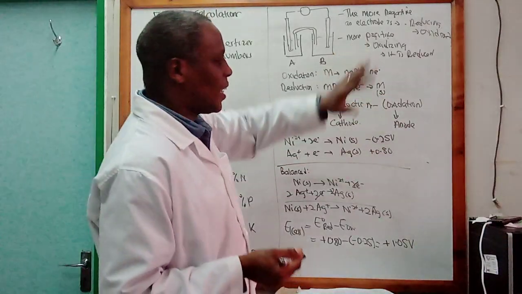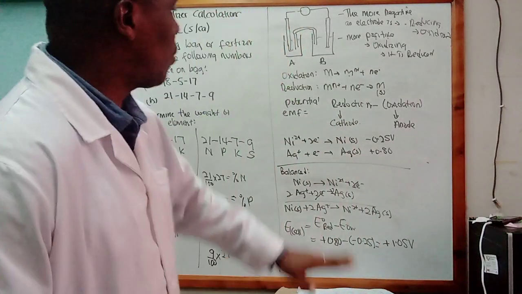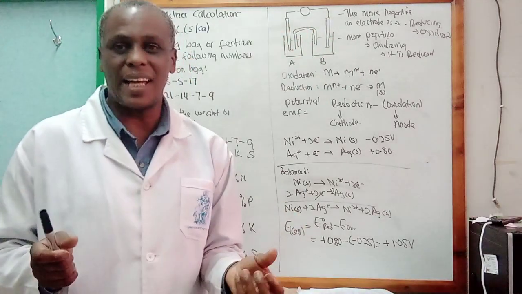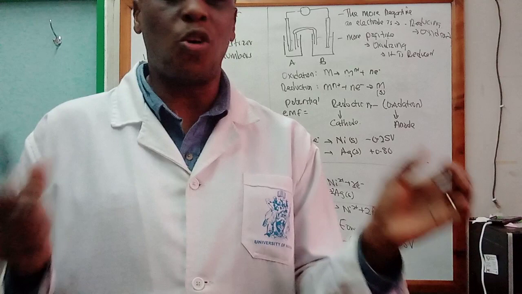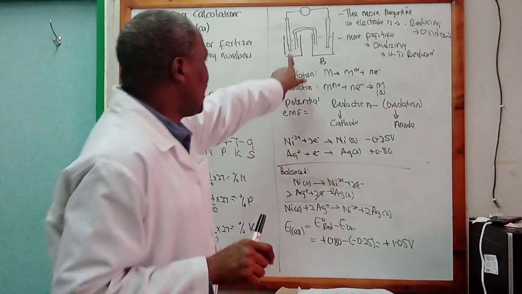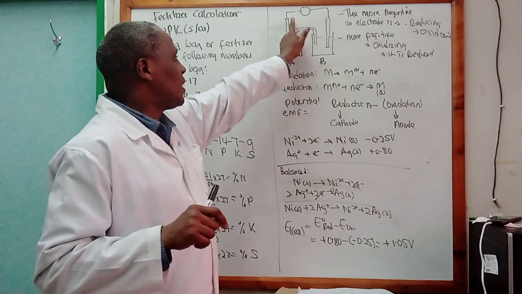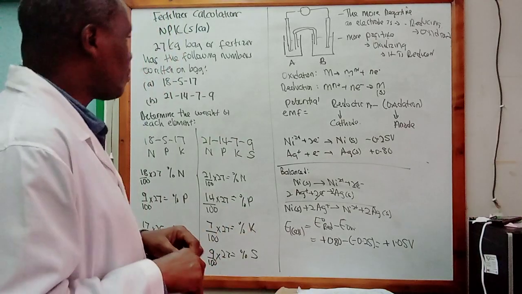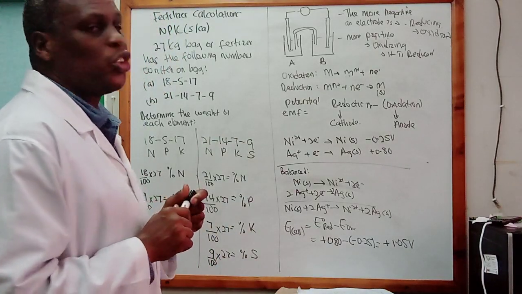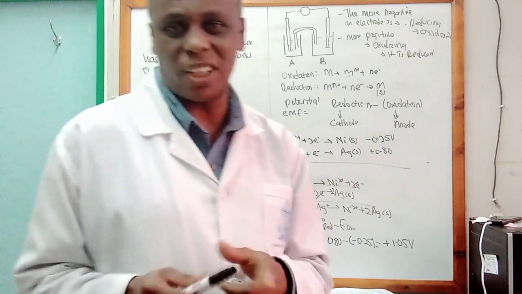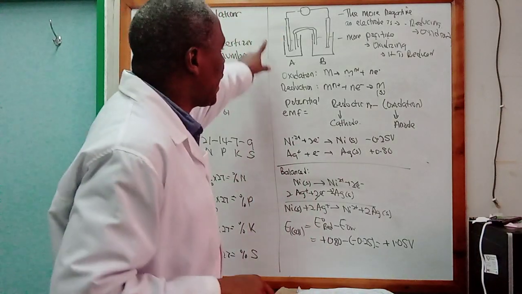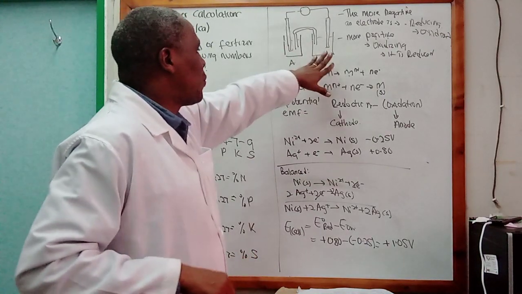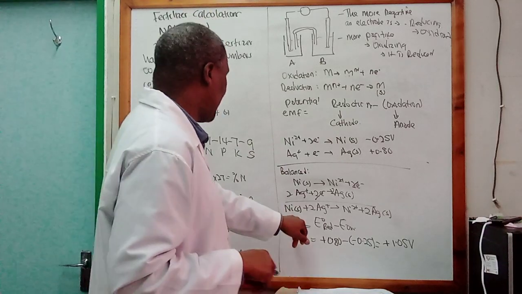So in this case, if you're going to be given a typical question, you'll have to draw the half cells. It's in the notes on what constitutes a half cell, and then there is also something called a salt bridge, the different electrodes, and then there is the voltmeter. Now, sometimes you can be told to indicate the direction, and the direction should be from the anode to the cathode.